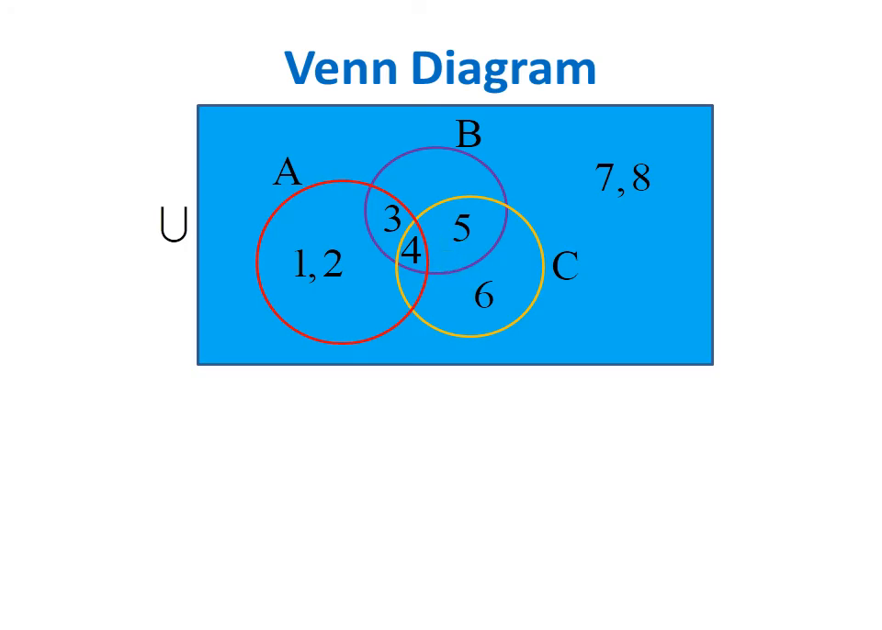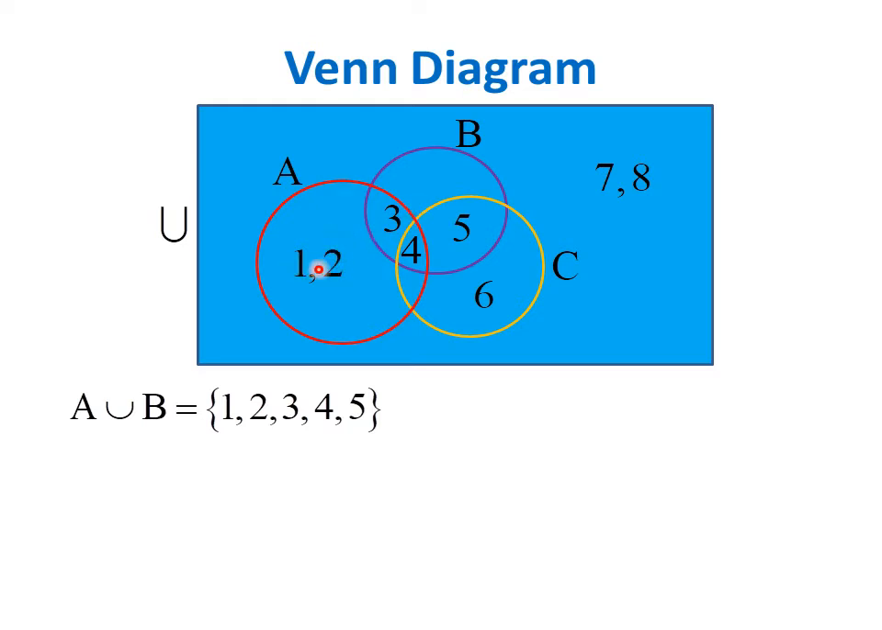Let's say we are given this Venn diagram. By just looking at this Venn diagram, let's try to solve some operations or expressions. First, let's get the union of sets A and B, the combination of sets A and B. So we have to consider all the elements within the red circle and the purple circle. So we have to combine them.